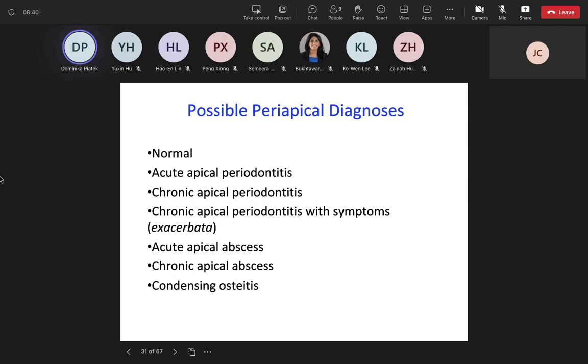the diagnoses that are connected with the periapical area. What can we have as a diagnosis? We can have a normal periapical area, acute apical periodontitis, chronic apical periodontitis, chronic apical periodontitis but with symptoms, which we call exacerbated apical periodontitis. We can have acute apical abscess, chronic apical abscess, and condensing osteitis. So we will move one by one through all of them.